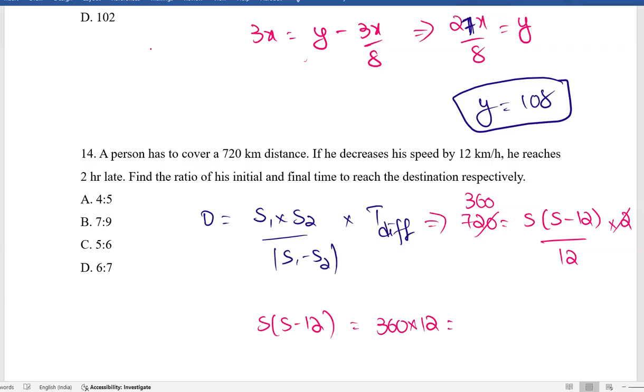Write this as a product of two terms with 12 difference. When you know speeds ratio, then timings ratio can be obtained. Speed and time are inversely related. We can find it out. Yeah, so split it. What can be done? 180 into 24. Difference must be 12. No. Then 90 into 48. No.